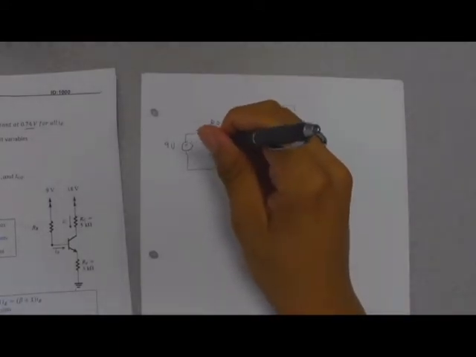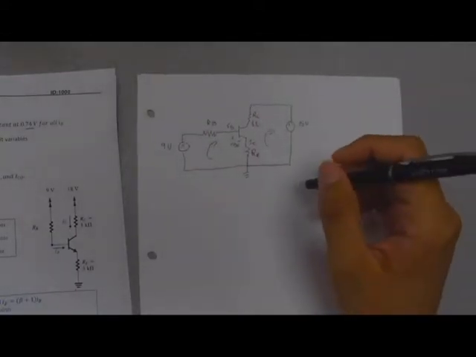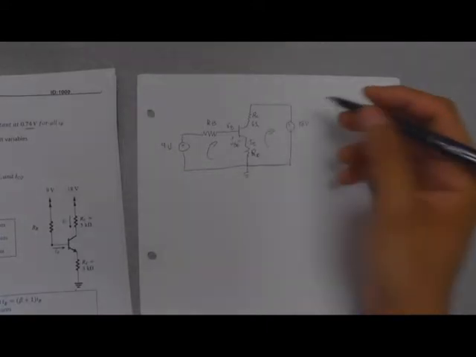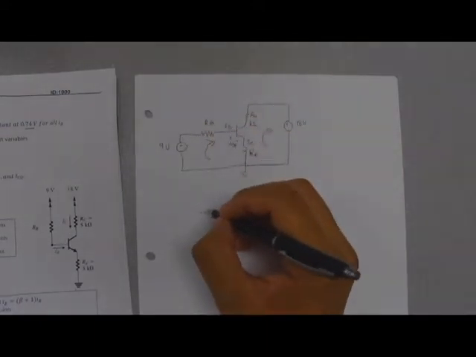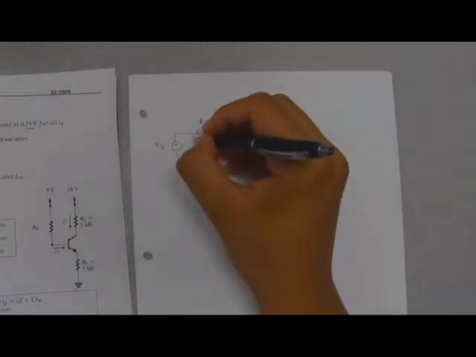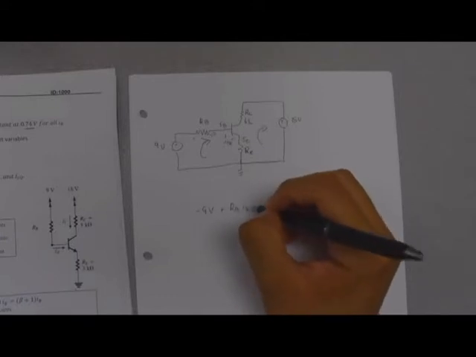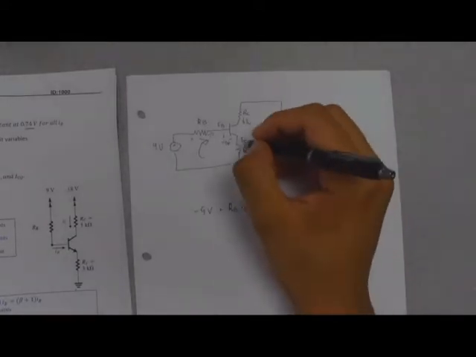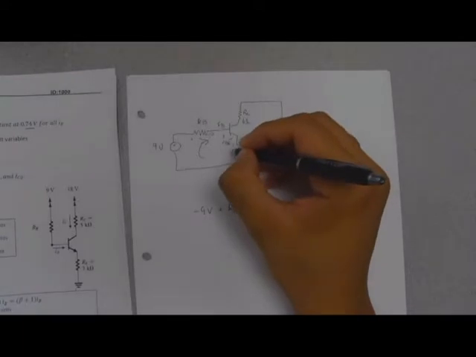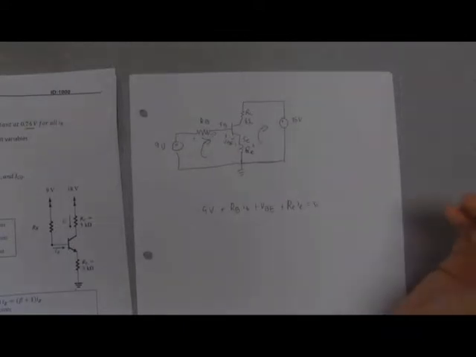So going around this loop, with this loop we hit the negative 9-volt source, plus, and since IB is going to flow this way, we're going to have plus minus, so we're going to have plus RB, IB, plus VB, and then finally IE is coming down this way, so we have plus minus, so plus RE, IE equal to 0.